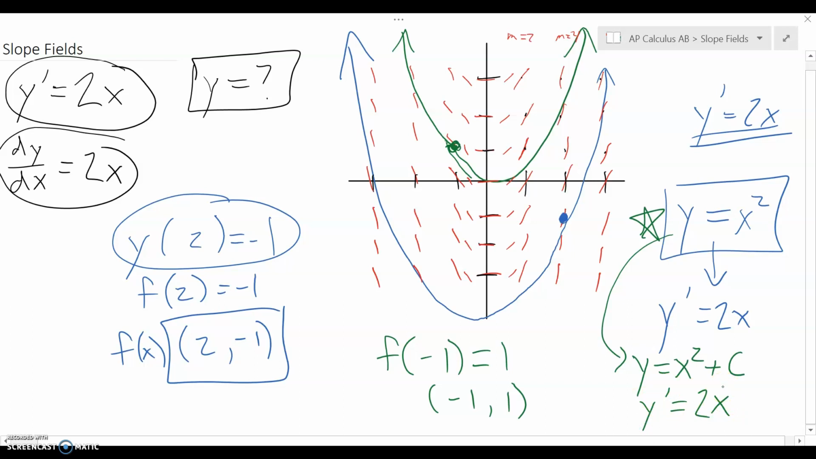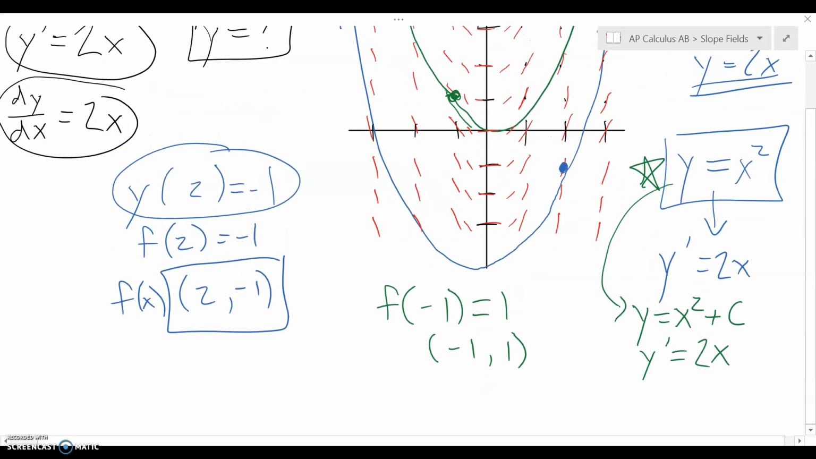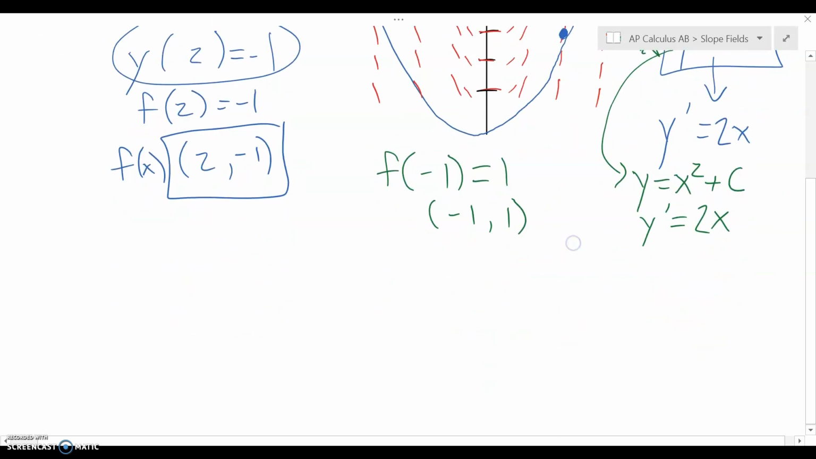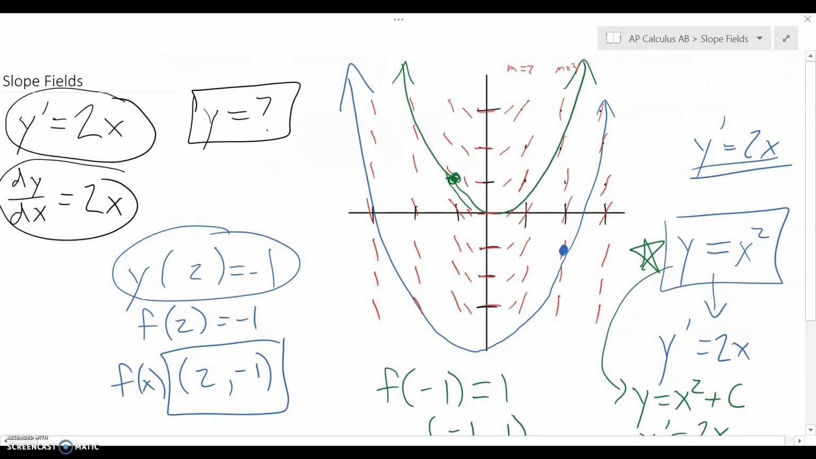So there's actually an infinite set of potential equations that work for this, which is why we get all these different parabolas: a blue one that's shifted down, a green one that's up where we're used to seeing it. But any y equals equation, y equals x squared plus 3, y equals x squared minus 7, these would all be potential answers because they would all fit the differential equation.